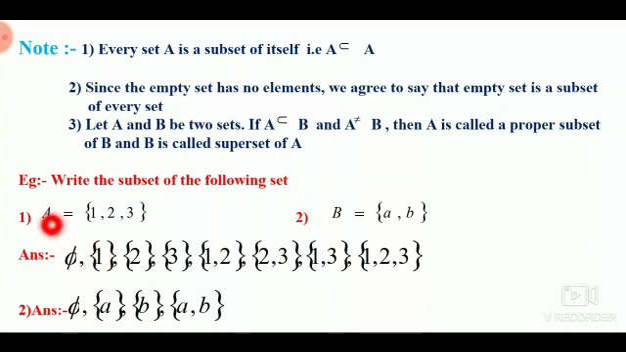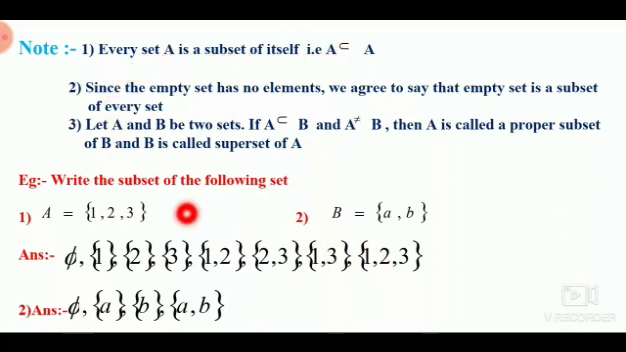Singleton {1} is also a subset of A because 1 is an element that is there in set A. Therefore, this set is called a subset of A. Singleton {2} is also a subset of A. Singleton {3} is also a subset of A. {1, 2} is a subset of A. {2, 3} is a subset of A. And {1, 3} is also a subset of A. And {1, 2, 3} is also a subset of A. As per note 1, every set is a subset of itself.